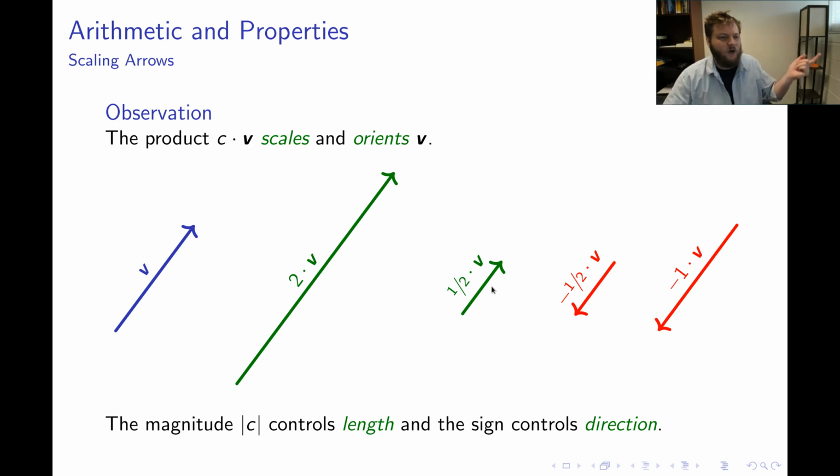Of course, I could have multiplied my vector by a negative number. So if I multiply by a negative number, it's the absolute value of that quantity that tells me how much I'm stretching or shrinking the arrow. And then the fact that I'm multiplying by a negative means that the arrow flips in direction. So ultimately, the idea here is that the magnitude of the scalar, which is the absolute value, controls the length after scaling, and the sign is controlling the direction.